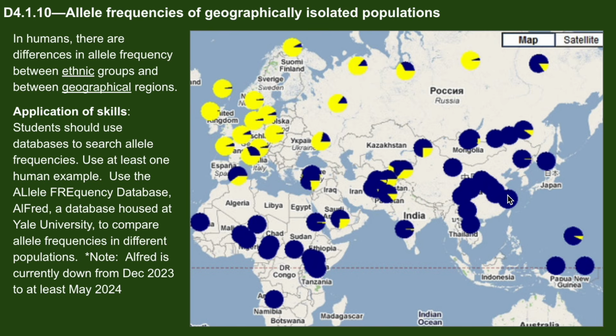Okay, this is a map that is showing human populations and a particular allele frequency shift between different geographical areas. So you'll see that in humans, there are differences in allele frequencies between ethnic groups, different geographical regions. So as an application of skills, students should use databases to search allele frequencies.